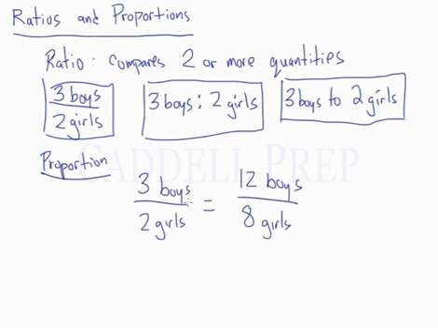Another way to check if 2 ratios are equal or if they're proportionate would be to cross multiply. 3 times 8 is 24. 12 times 2 is 24 also. So they are in proportion.